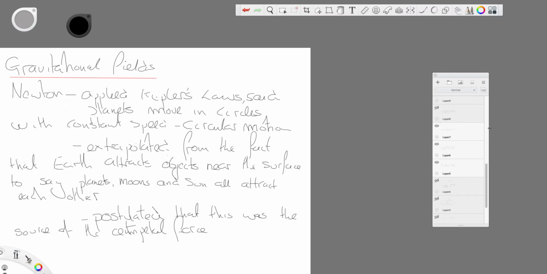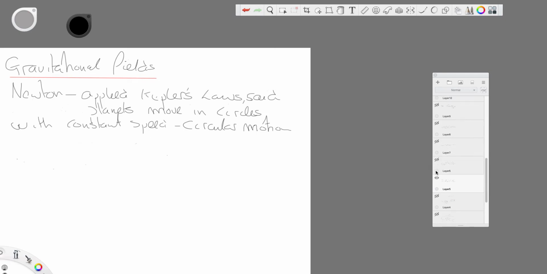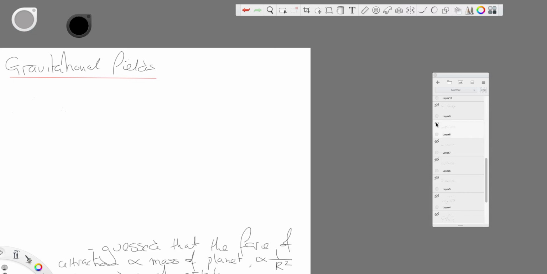And then he said that this attraction between the Sun and the planets and the moons and so on is the source of the centripetal force. And finally, he guessed that the force of attraction is proportional to the mass and inversely proportional to the square of the radius of the orbit. So that's quite clever too.